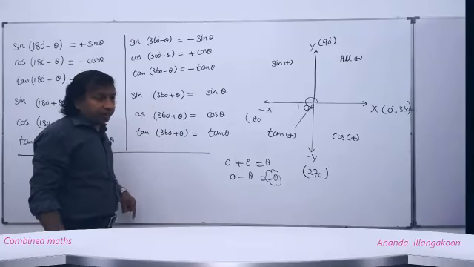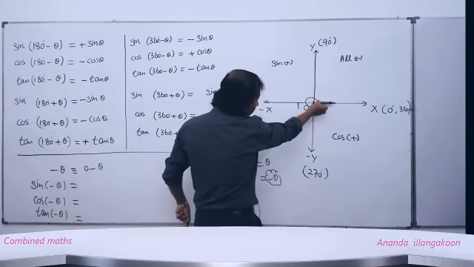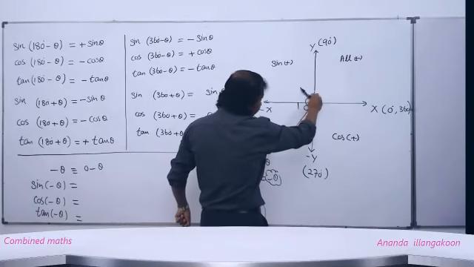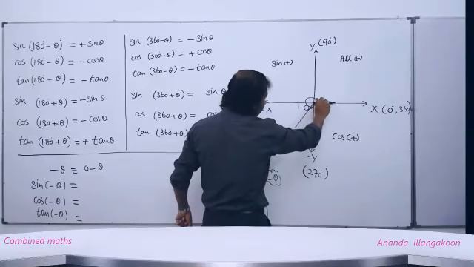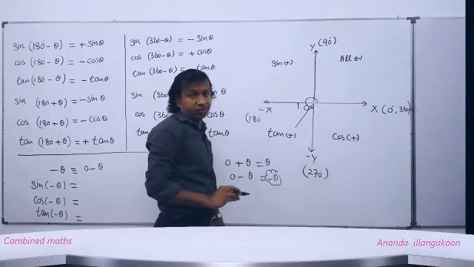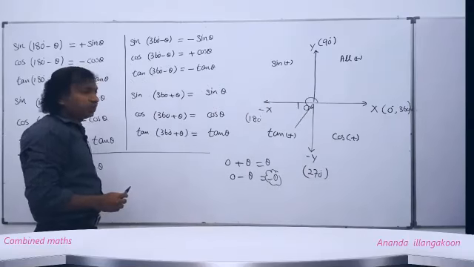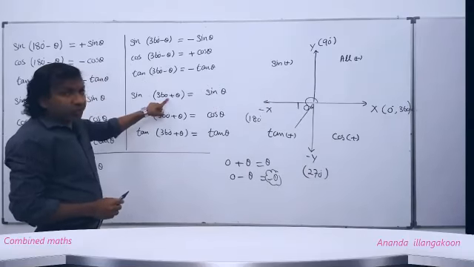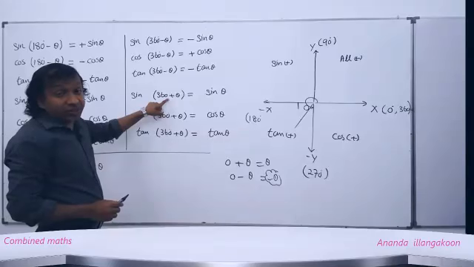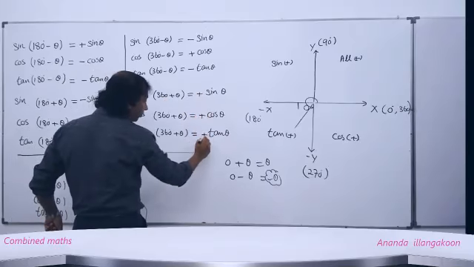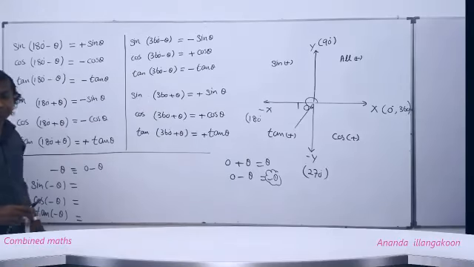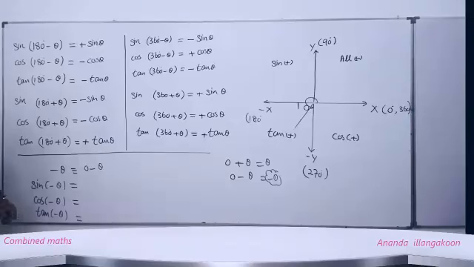Now, 360 plus theta. Here, 90, 180, 270, 360. 360 plus theta means again in the first quadrant. This angle is in the first quadrant. In the first quadrant, people, all are positive. So therefore, you have to put plus signs. Right now? Yeah.